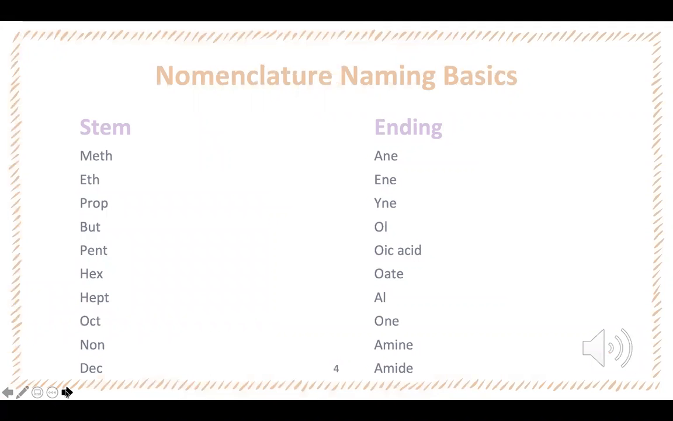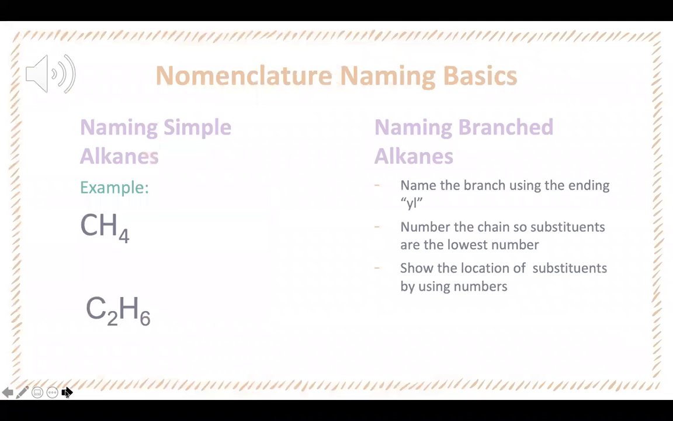The stem of the name represents how many carbons are in the longest chain. The ending of the name represents the functional groups in the molecule. Okay, now let's name these simple alkanes super fast. CH4 has one carbon and 4 hydrogens, so the stem is meth and the ending is ane, so methane. C2H6 has 2 carbons and 6 hydrogens, so the stem is eth and the ending is ane, so ethane.